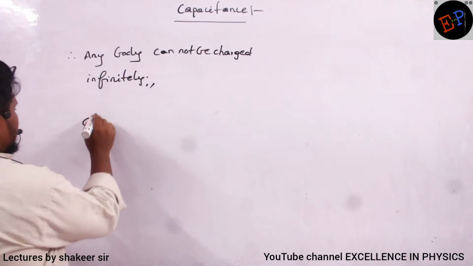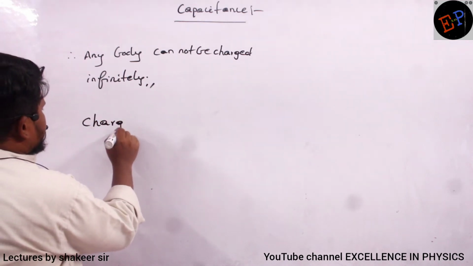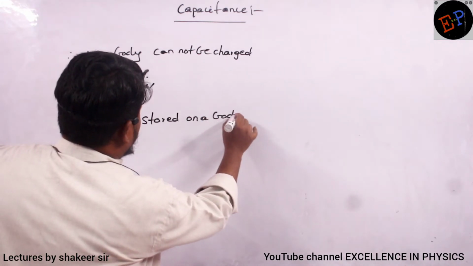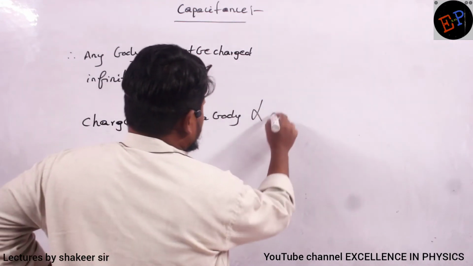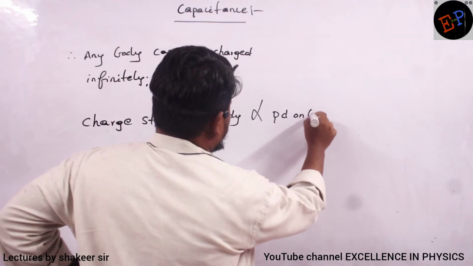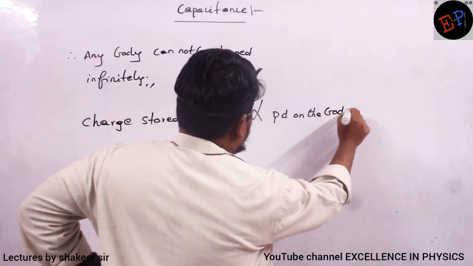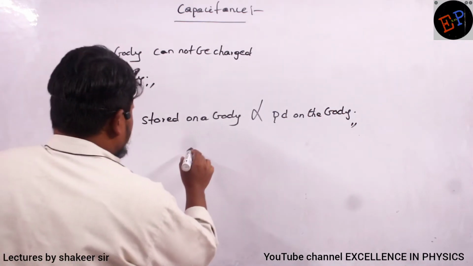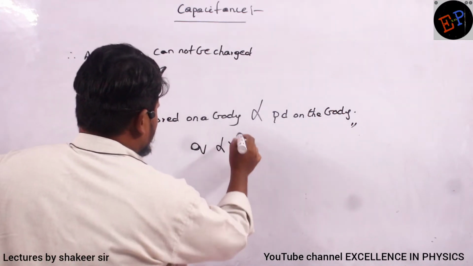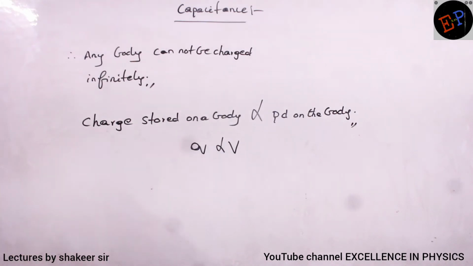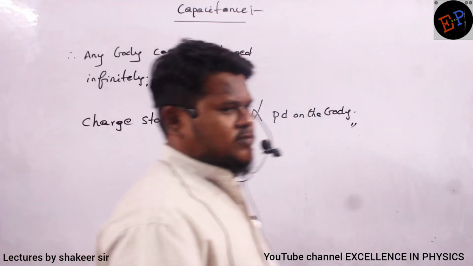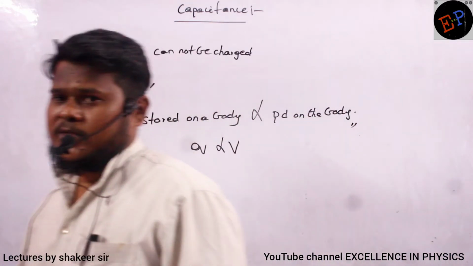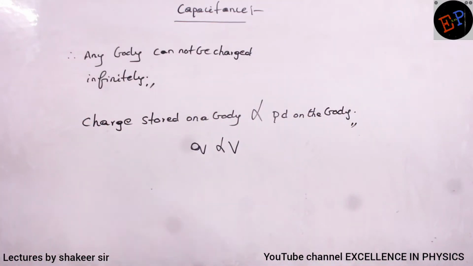See, ma, the charge stored on a body is directly proportional to the potential difference on the body, or you can also say the potential of the body. So therefore Q is directly proportional to V. Okay, ma? What is meant by Q? Q means the charge stored on a body. V means the potential present on the body or potential difference on the body. Are you able to understand, ma?